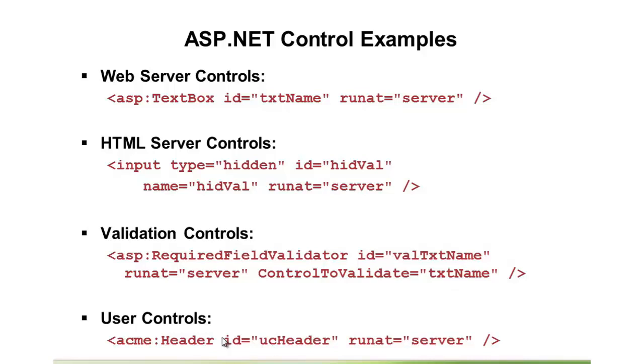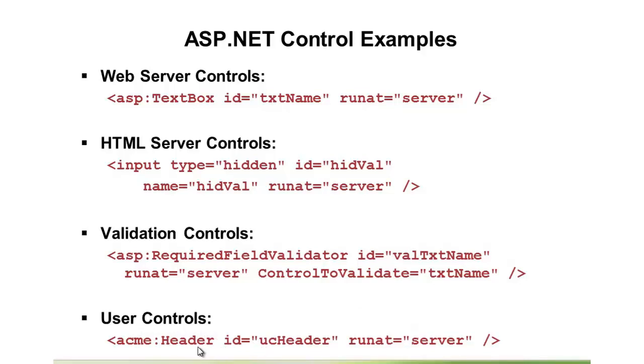Now the final one is custom. These are not built into the framework. These are ones that you'll have to build. So in this case, we'd have a file, and the file would actually be called header.ascx, not ASPX, but ASCX. And then you have to define the namespace and the assembly and some other stuff of where that file is, if it's in a separate one.